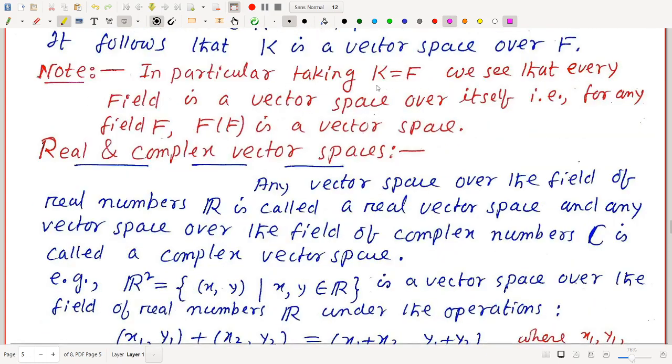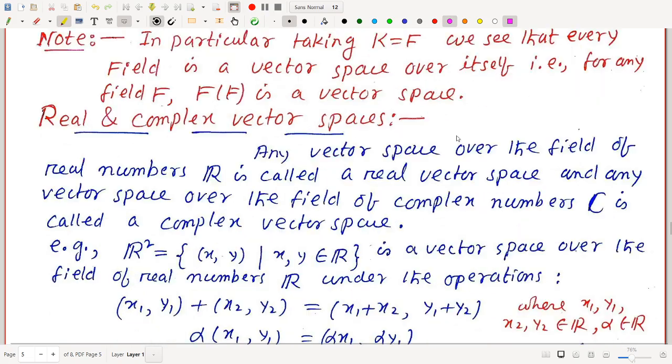In particular, we can take K equal to F, because a field is a subfield of itself. A set is a subset of itself. A group is a subgroup of itself, like that. So you can take K equal to F. We see that every field is a vector space over itself. That is, for any field F, we can say V over F becomes F over F. F is a vector space over itself. So F over F is a vector space.